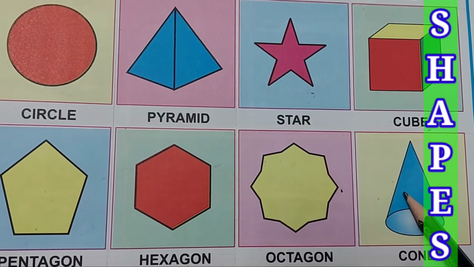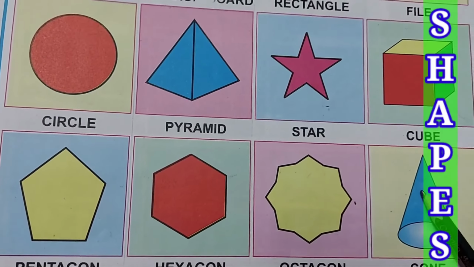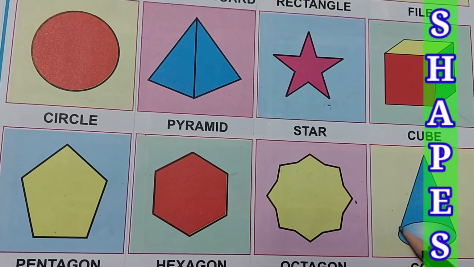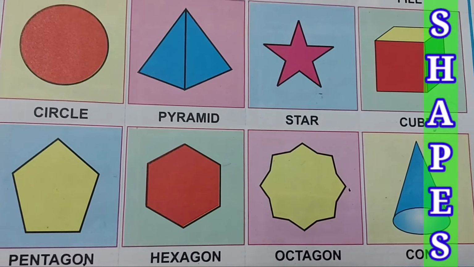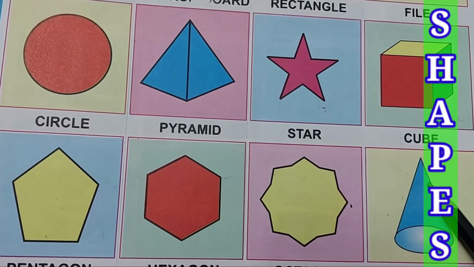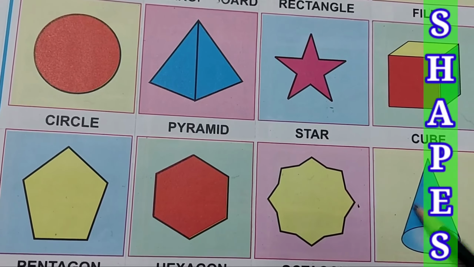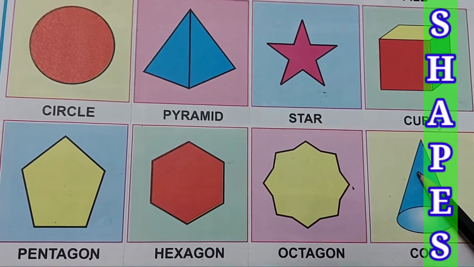This is the shape of the cone. Yes. This is the shape of the cone. Look at this. This is called a cone. When you are celebrating a birthday, then you are using this party cone. A birthday party hat. We can call it a cone.